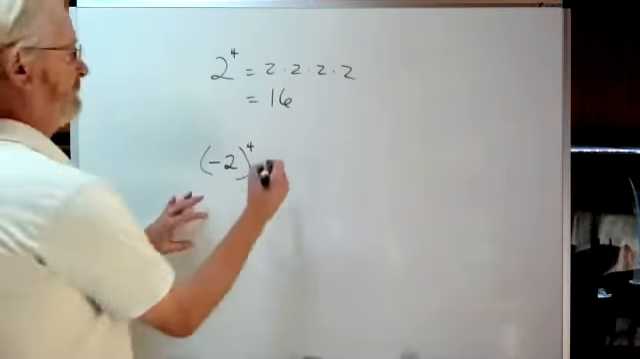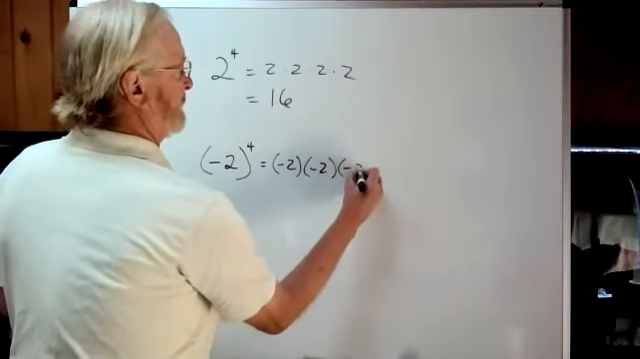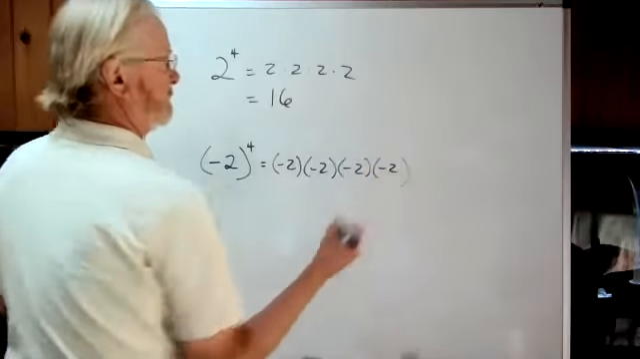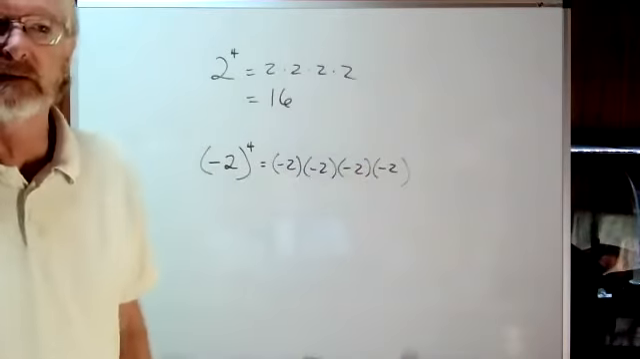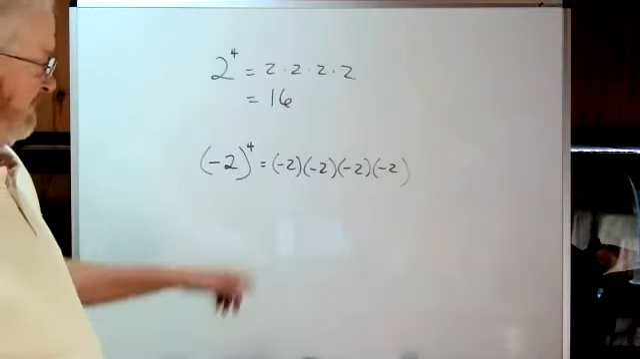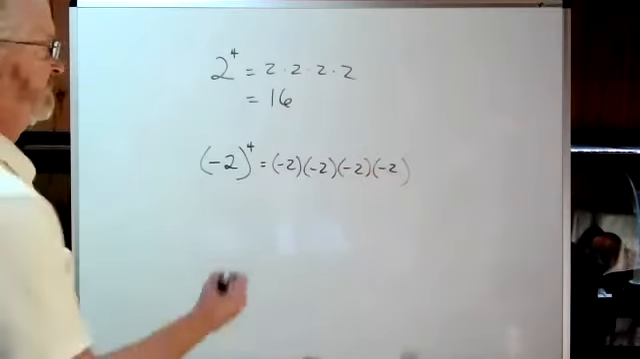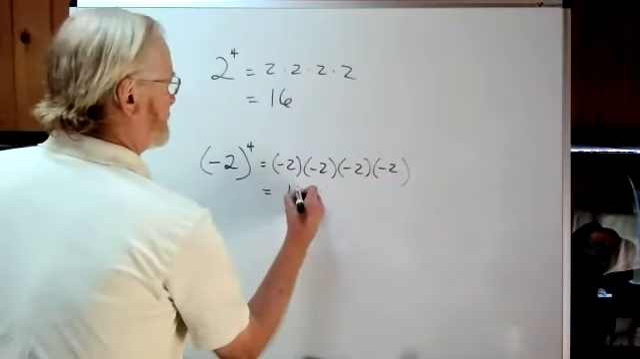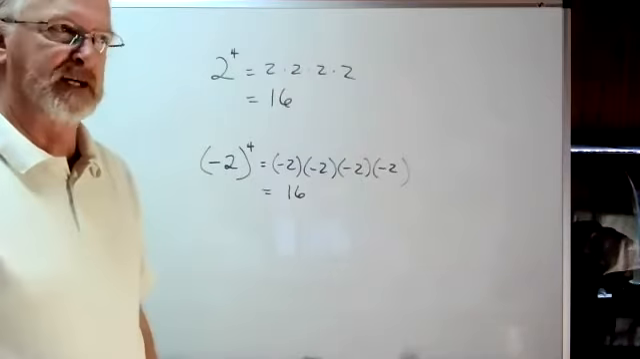All right, so this is -2 as a factor 4 times in a row, an even number of negative signs. This result will be positive. Those two make a positive, those two make a positive. This result is positive 16. Okay, big deal. Where's the wrinkle?